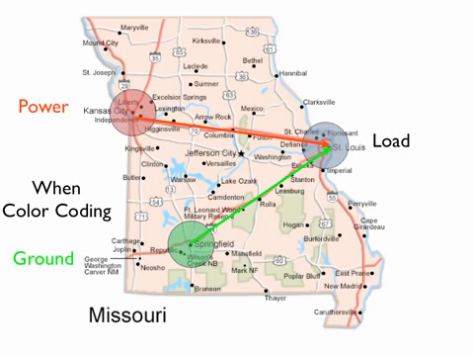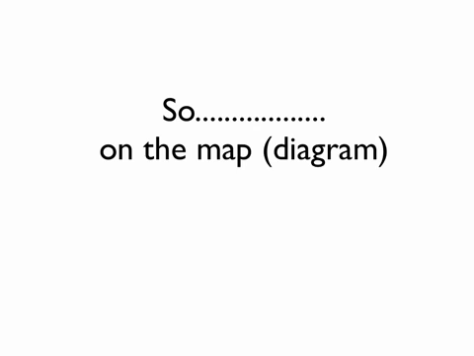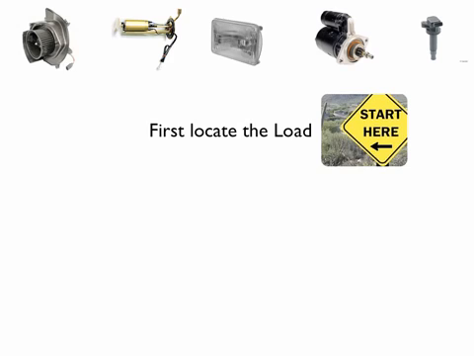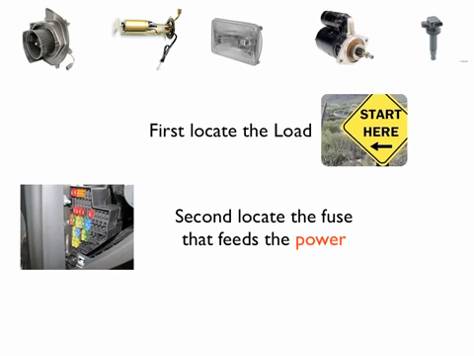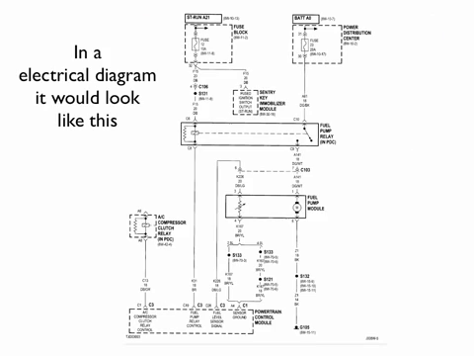Now, when you're color coding, the power road that is directly to the load is always colored red, and the ground road that is directly to the load is always colored green. That's true on our electrical diagrams. So on the map or on a diagram, first thing to do is locate the load. Now, a load is a device, something that consumes the power. It does work, like a light bulb, a blower motor, a coil. The second thing to do is locate the power source or the fuse that feeds the power. And the third is to locate the ground source, where the ground originates.